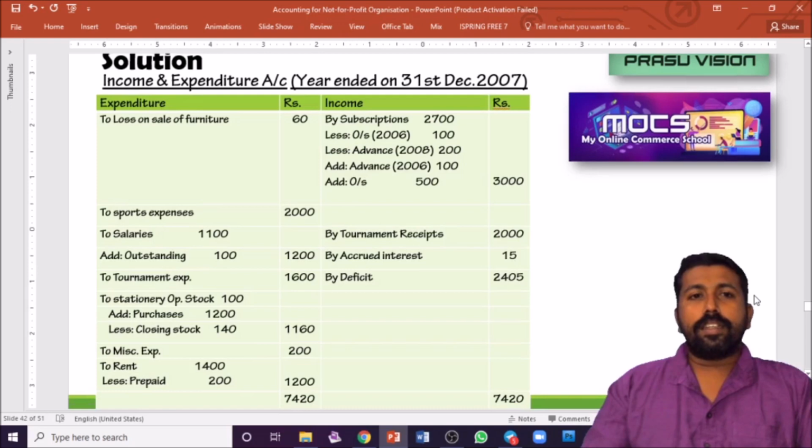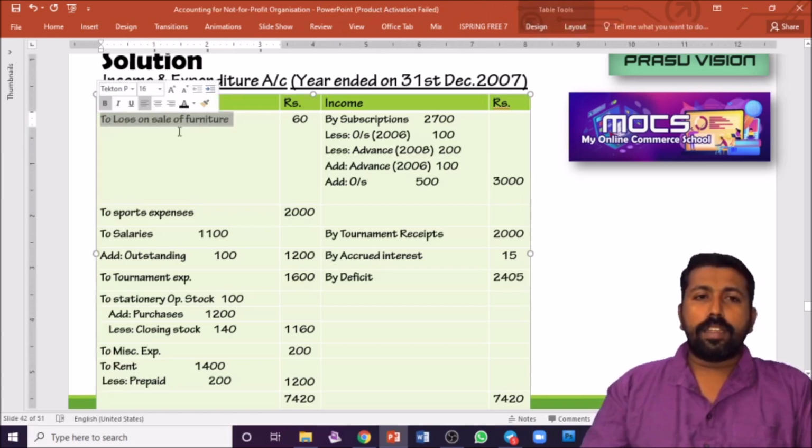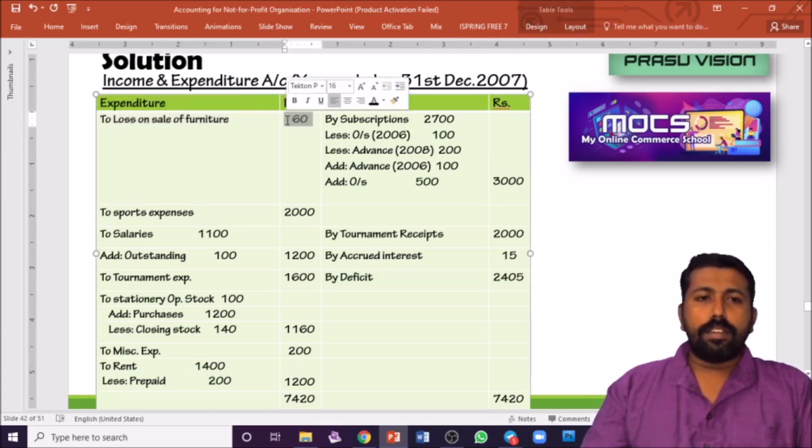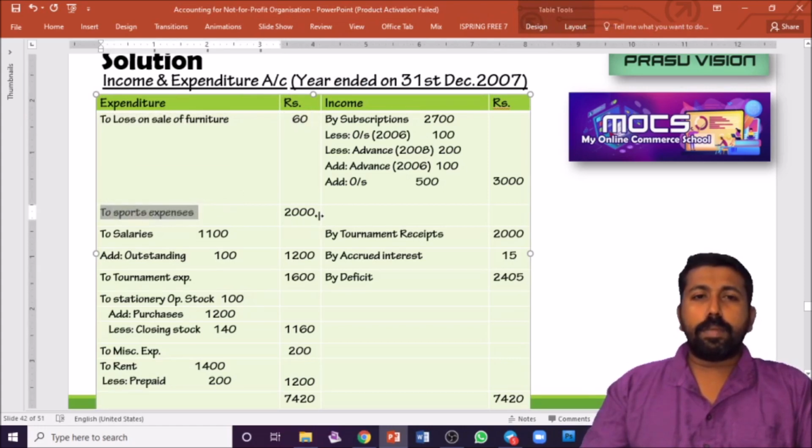There we are learning the preparation of the income and expenditure account. So already I told, a 200 worth asset, furniture, is sold for 140. So loss on sale of furniture, that is 60. And sports expense are noted on the receipt and payment side. We have taken 2,000. Salary, already I told they paid only for 11 months. Still 1 month is outstanding.